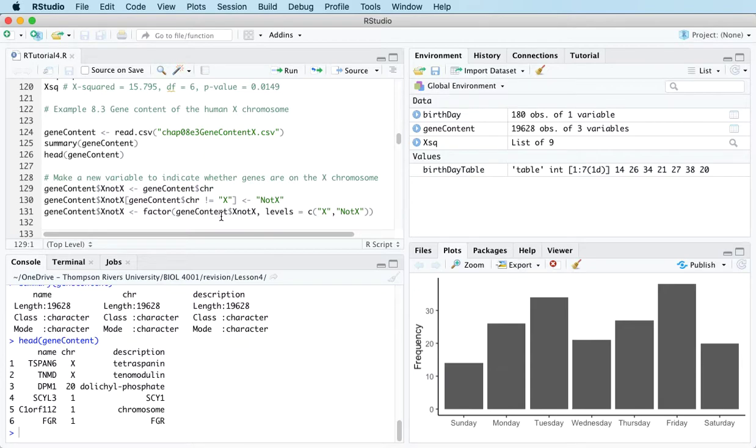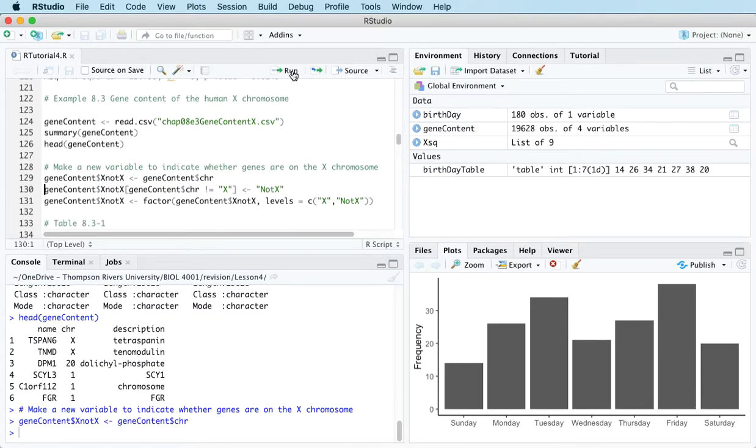So what we're going to do is use this variable here, CHR, and if the gene in question is on the X chromosome, then there's an X that goes here. If it's not on the X chromosome, then there's something other than X recorded. So for example, this gene is not on the X chromosome. This one too is not on the X chromosome, and so on. So we're going to create this new variable that's going to just have two categories.